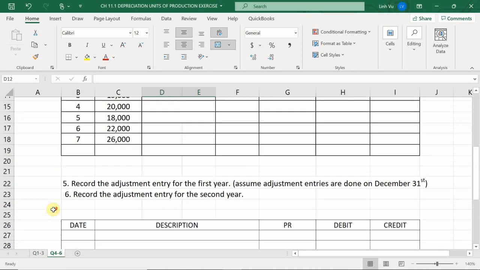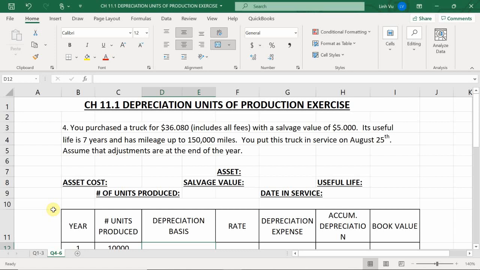So last example here. We have questions 4 through 6. You purchased a truck for $36,080, which includes all fees and taxes, with a salvage value of $5,000. Its useful life is 7 years and it has mileage up to 150,000 miles. And of course, you put this truck into service as of August 25th. Assume that adjustments are made at the end of the year.